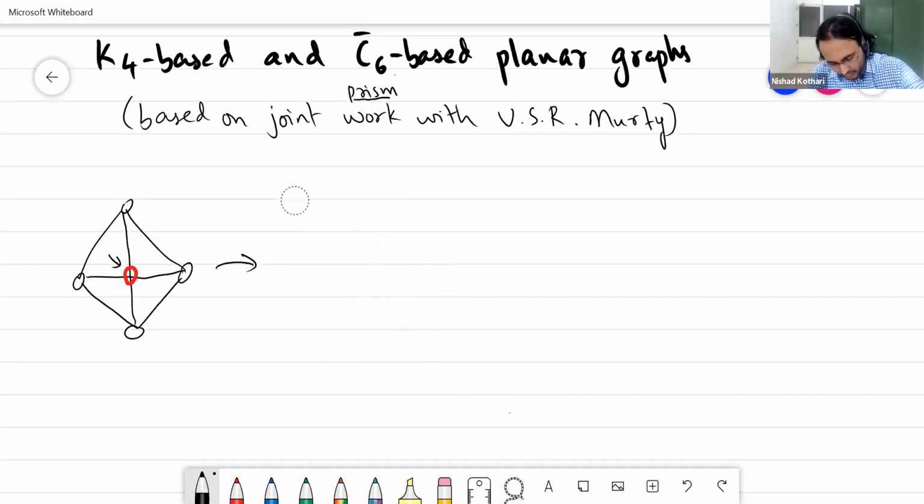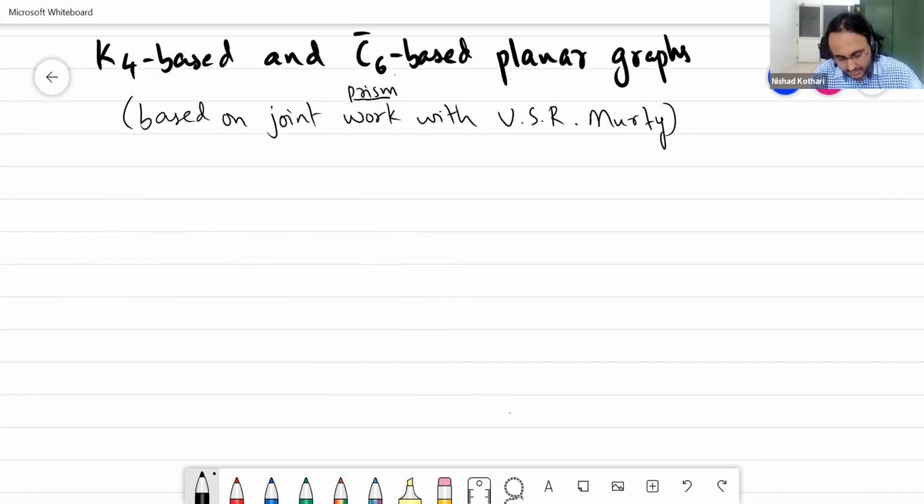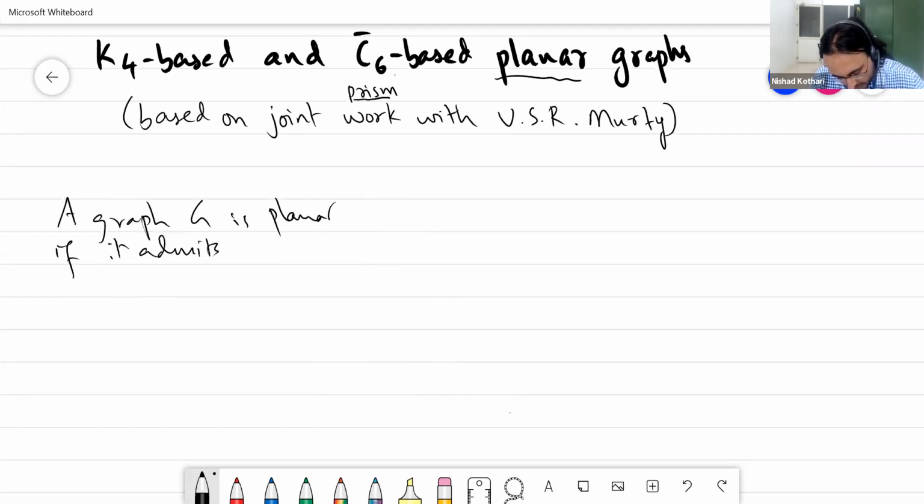So I just want to start this as a warm up. In any case, planarity is important to our talk. So I'll just write down: a graph G is planar if it admits a planar embedding.